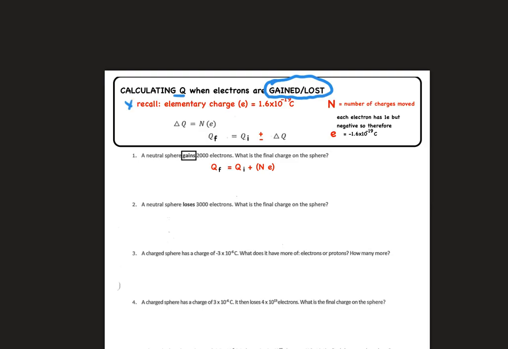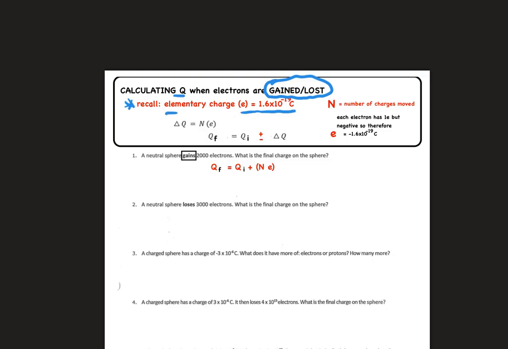Now let's remember that electrons and protons carry the same charge, but in physics, we don't say they carry negative 1, positive 1. We say they carry one elementary charge. And the elementary charge is 1.6 times 10 to the negative 19th. Okay. So how do we apply that to electrons and protons?